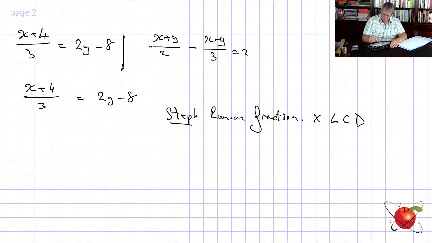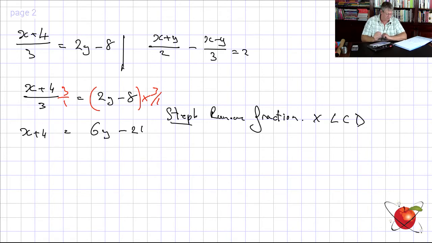So what am I going to do? We're going to multiply through by 3, and here, yes, by 3 over 1. We could have multiplied that and that by 3. I'm just putting it in a bracket over there. So what do we get? We get x plus 4 equals, multiplying that out, 6y minus 24.